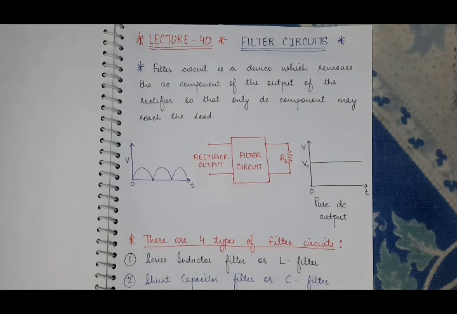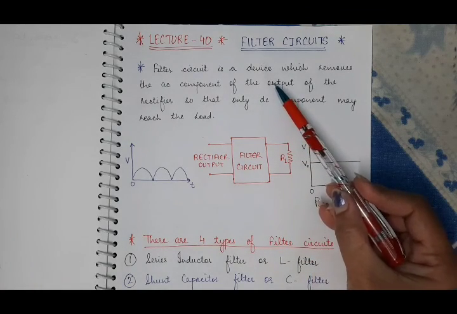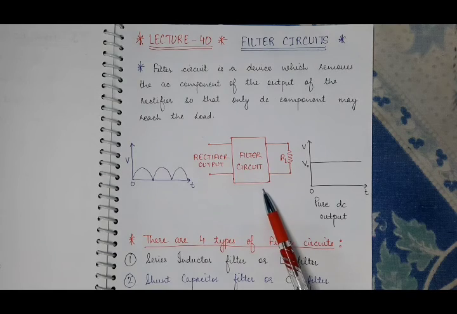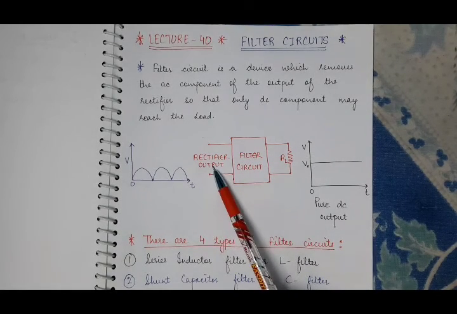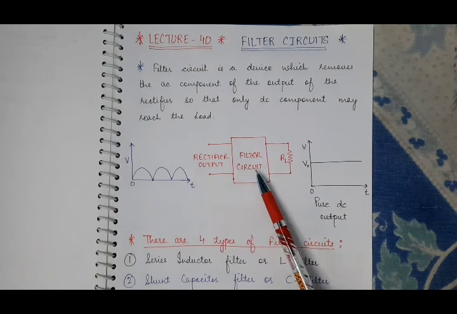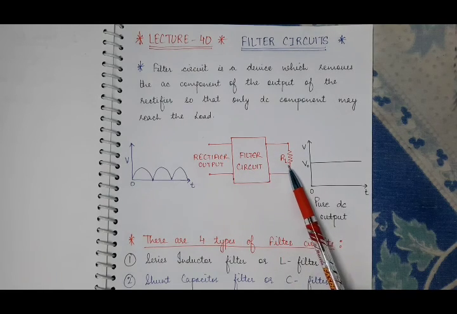A filter circuit is a device which removes the AC component of the output of the rectifier so that only the DC component reaches the load resistance RL. This is the block diagram of a filter circuit, showing how it is connected to the rectifier. The output of the rectifier is fed to the filter circuit, and then the filter circuit is connected to the load resistance RL across which the output is taken.